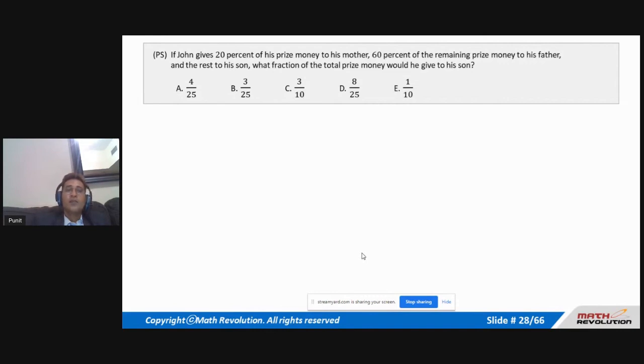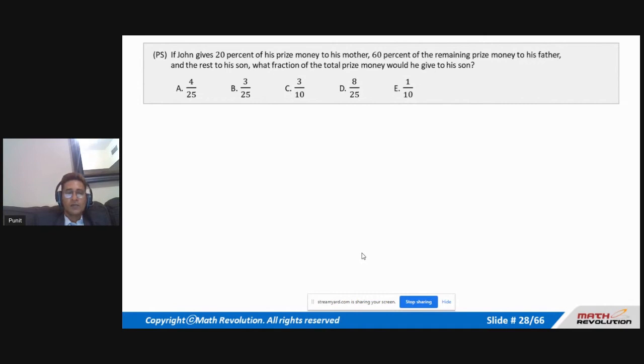If John gives 20% of his prize money to his mother, 60% of the remaining prize money to his father, and the rest to his son, what fraction of the total prize money would he give to his son? Deepak has got the answer. Okay.